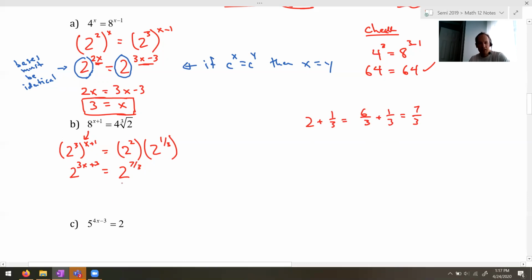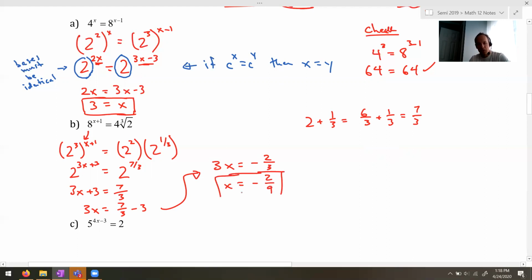Now that the bases are identical, we can drop down the exponents and ignore the bases, and then we can solve this. So the way we're going to solve this, we're going to have 3x equals 7 over 3 minus 3, and that's going to take us over here. So 3x equals negative 2 over 3. So x would be equal to negative 2 over 9.